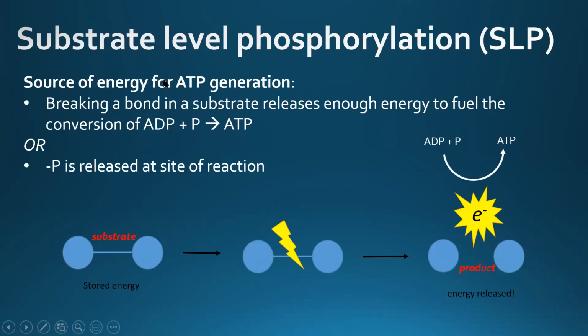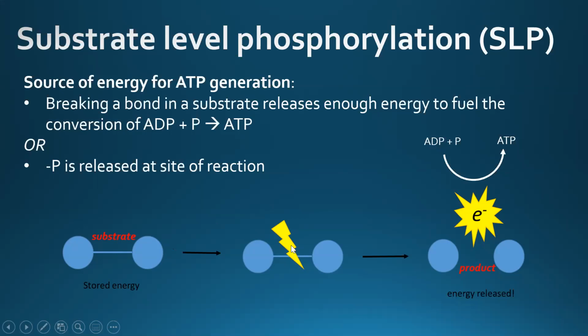So what happens is you are going to break a bond of a molecule that has a phosphate on it. So you're going to break the bond between the molecule and the phosphate that is attached to it. So let's say you have this substrate. Let's say it is a glucose 6 phosphate. Let's say it's glucose with a phosphate on carbon 6. Okay, glucose 6 phosphate is going to be broken.